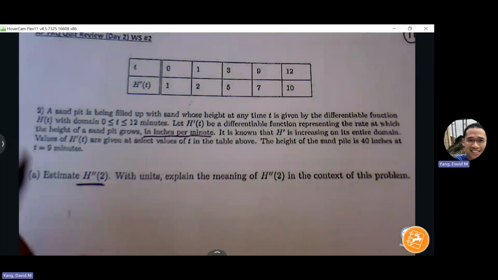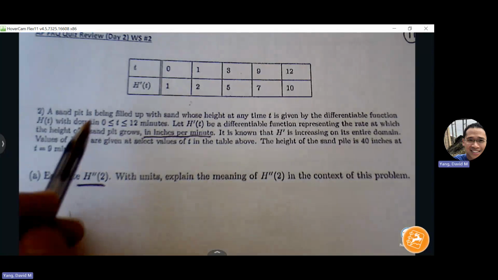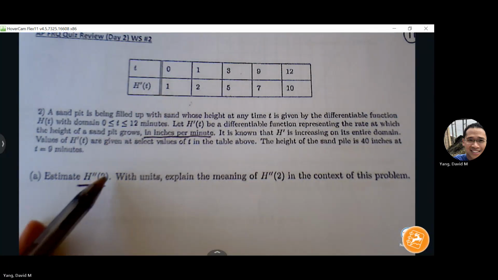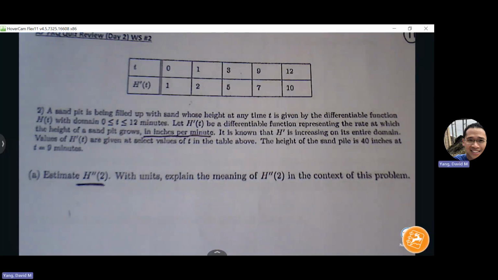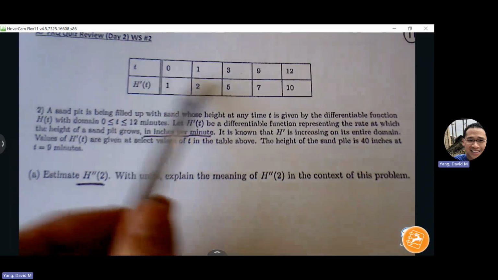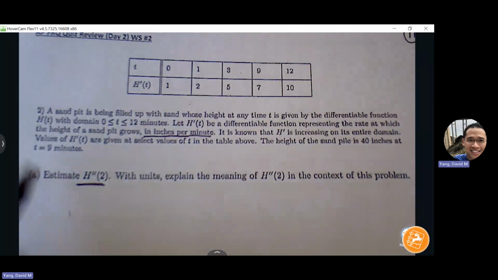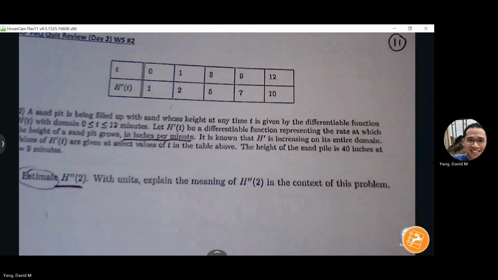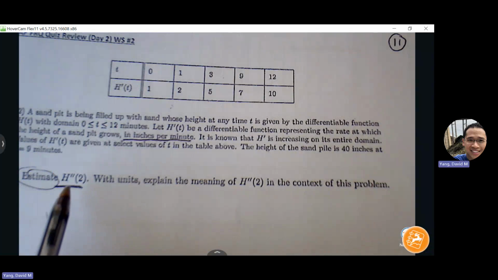Now, h double prime, what's the relationship between h double prime and h prime? A couple of things, right? We can say derivative, we can say rate, we can say slope. We can't find the derivative because we don't have a function to do that, but it's only asking for estimation. So we can just get away with finding slope. What information do we need to build slope?